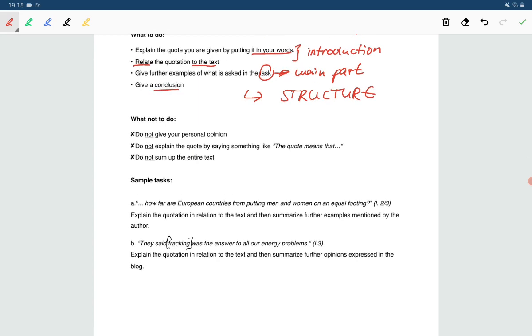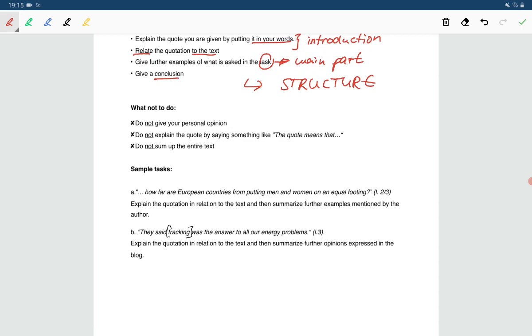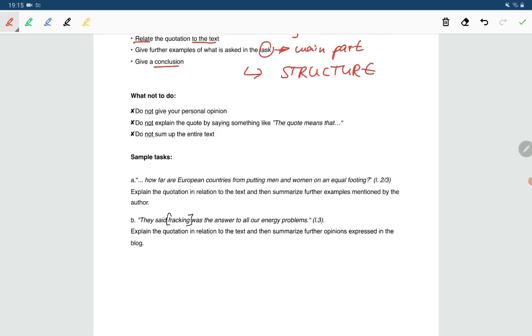However, if you want to do so, you can do that in your free composition, but not in your text-based composition. You do not explain the quote by saying something like "the quote means that", because there are many better ways how to do this, and I'm going to show you how you can do it. And you do not sum up the entire text, but you please check out your task. The task will tell you which aspects you need.